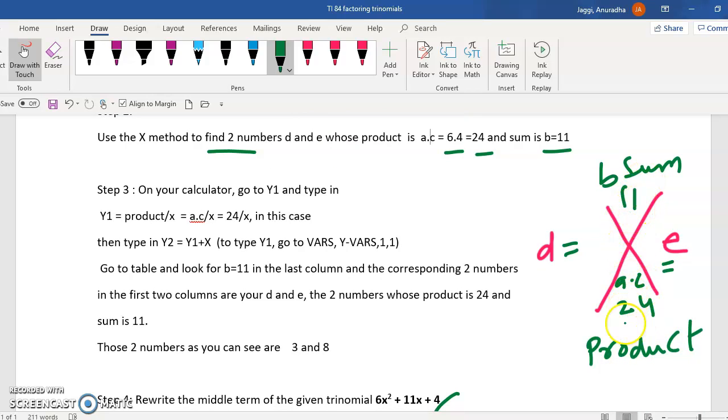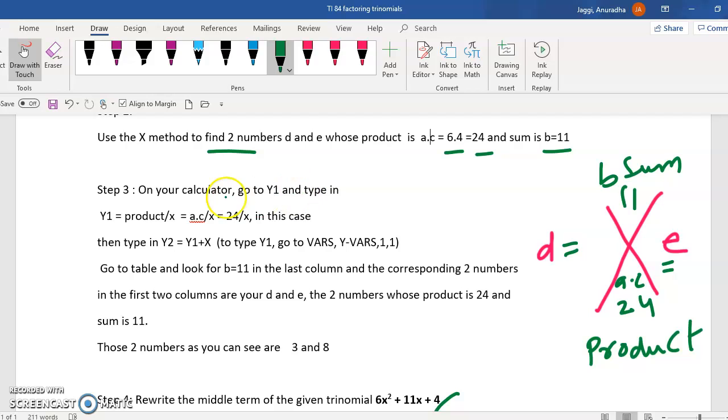So you can start making factors of 24 and look for two factors whose sum is 11. You can do 1 and 24. 1 plus 24 is 25, so it's not 11. Similarly, 2 times 12 gives a sum of 14, which is not 11. 3 times 8 is 24, and the sum is 11. But how do you do the same thing using a calculator? Because sometimes the numbers are negative, sometimes they are bigger numbers.